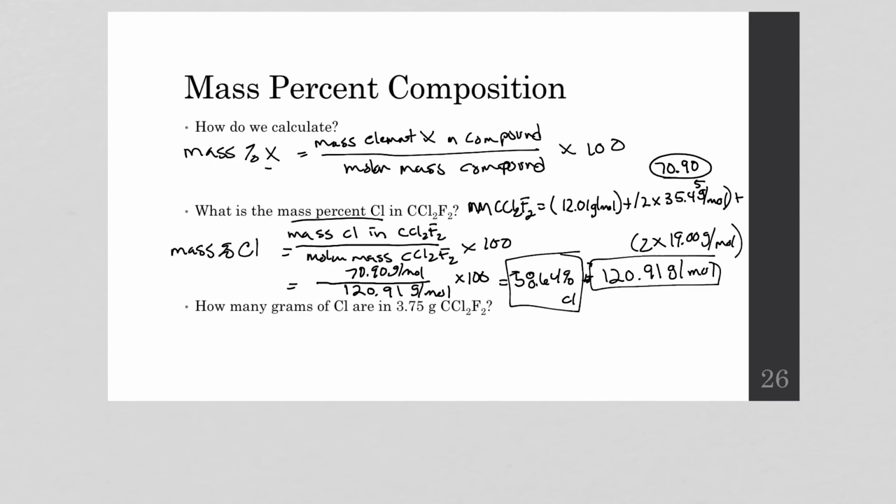And we could do this for any element, right? We could continue to break this down, and we could find the mass percent of carbon by taking the 12.01 divided by 120.91. We could find the percent of fluorine by taking the 2 times 19 and dividing it by 120.91. And if we were to get all of those percentages, they should add up to 100%.